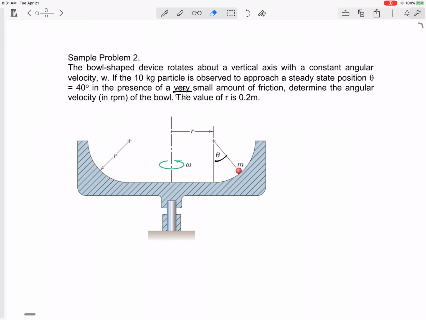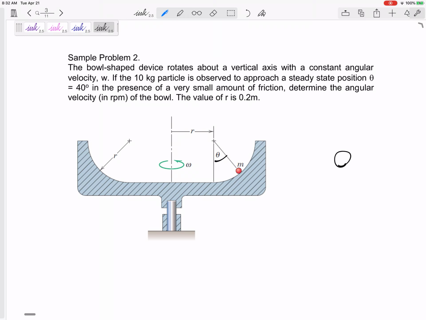The radius is 0.2. Okay, this is a tough one. I don't know about this one, but I do know there's some things we can fall back on. We can fall back on a free body diagram. We can draw a free body diagram and draw the forces, and only the forces. Don't make up any forces. But let's draw the forces acting on this particle, right?